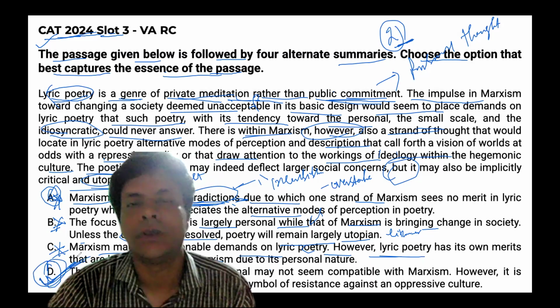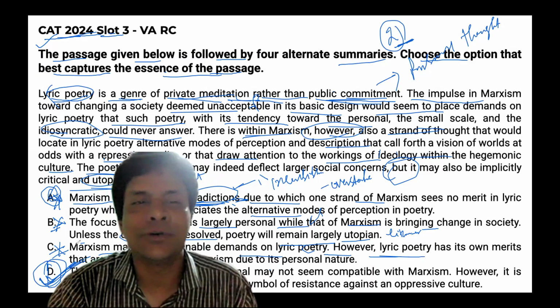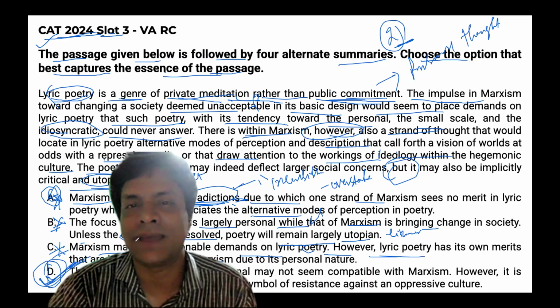Option D. Hope you understood this. Let's go to the second passage or second para-summary question.